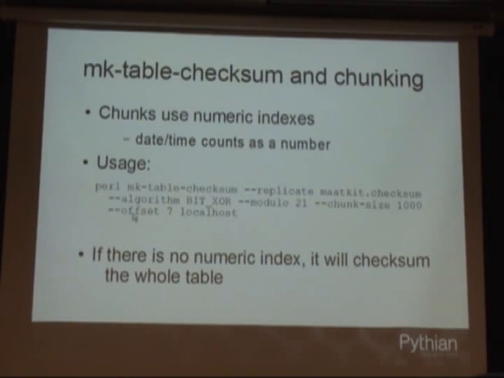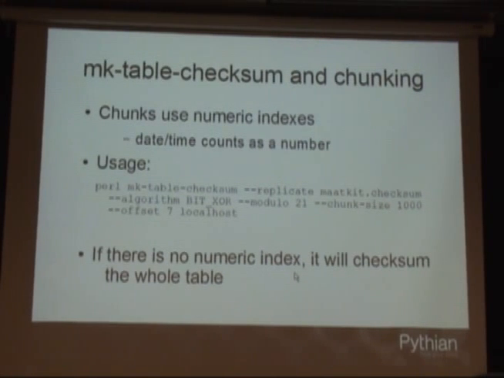And then the offset is 7. So here we're doing part 7. You might start with part 1, then go to part 2, then part 3, then part 4, up to part 21, and then go back to 1. Or if I started at 0, it would be part 20, and then go back to 0. And again, localhost. If there is no numeric index, it will checksum the whole table.